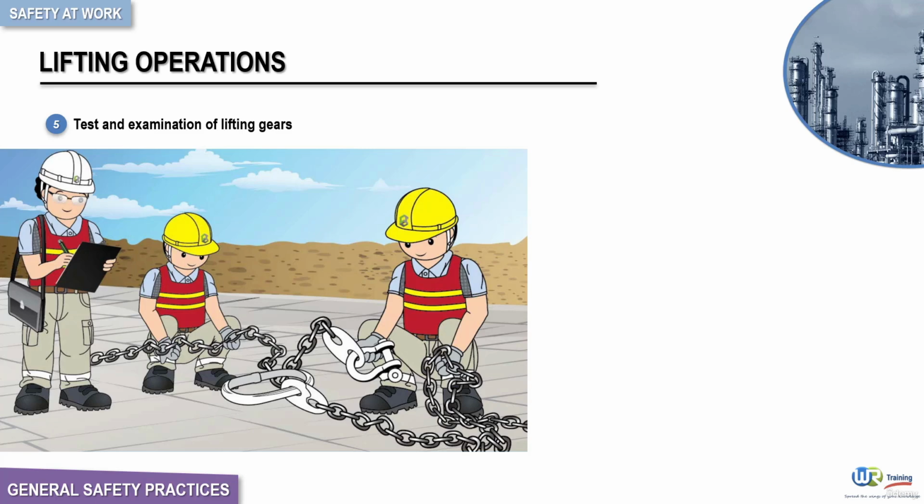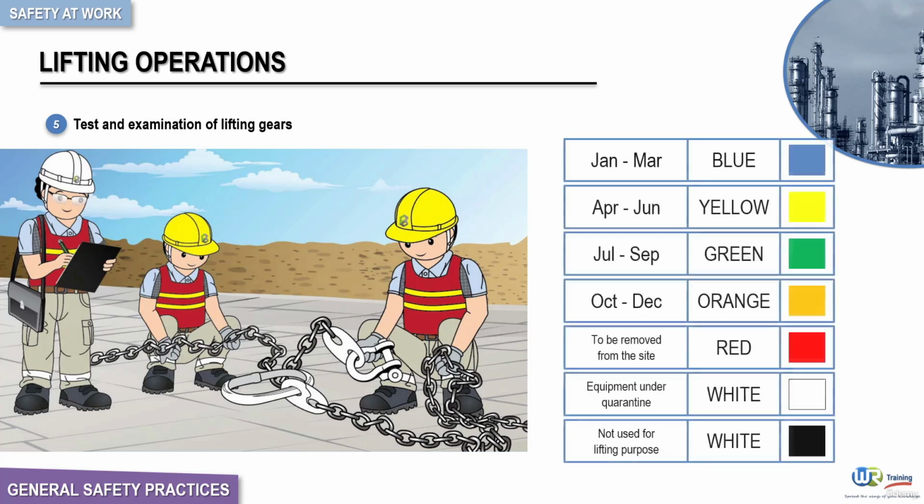As a good industry practice, the color code system can assist you to identify whether the certificate for the lifting gears has expired or not. When a lifting gear has passed the quarterly examination with a valid certificate, it should be sprayed with the designated color of the quarter. For example, a lifting gear passing the examination in, let's say, June, should be sprayed with yellow.